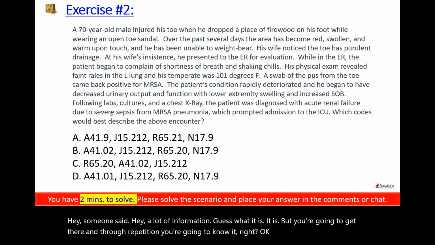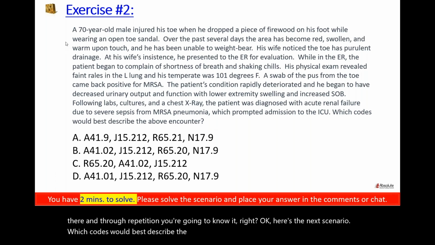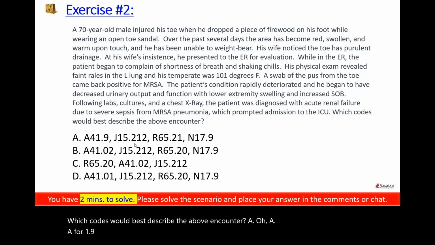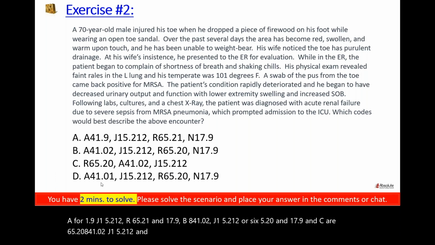Okay, here's the next scenario. Which codes would best describe the above encounter? A, A41.9, J15.212, R65.21, N17.9. B, A41.02, J15.212, R65.20, N17.9. C, R65.20, A41.02, J15.212. And D, A41.01, J15.212, R65.20, and N17.9.